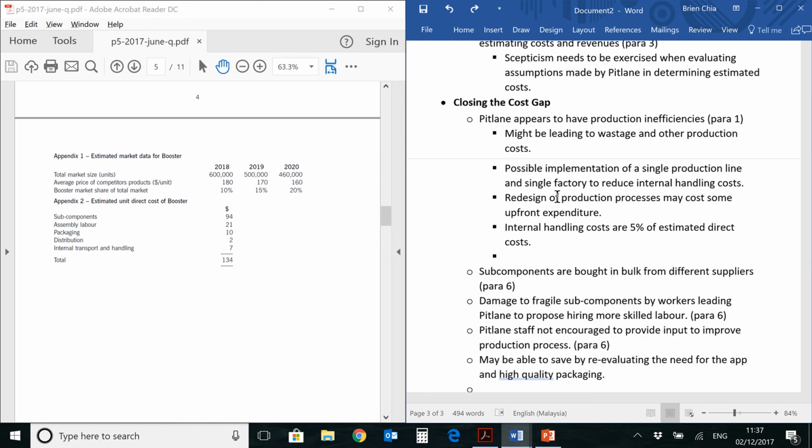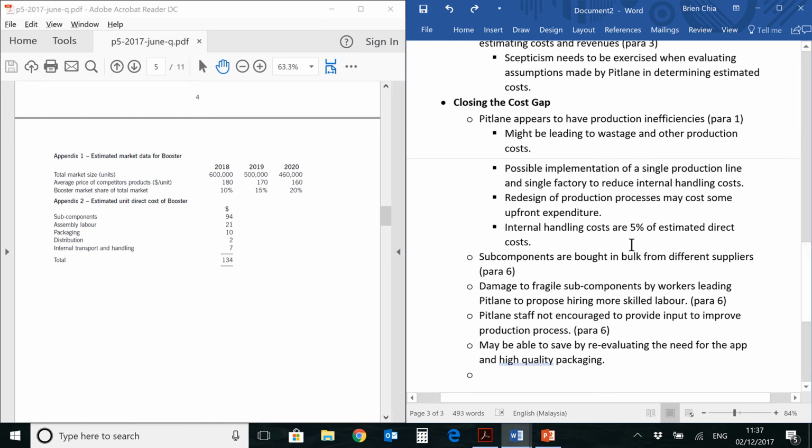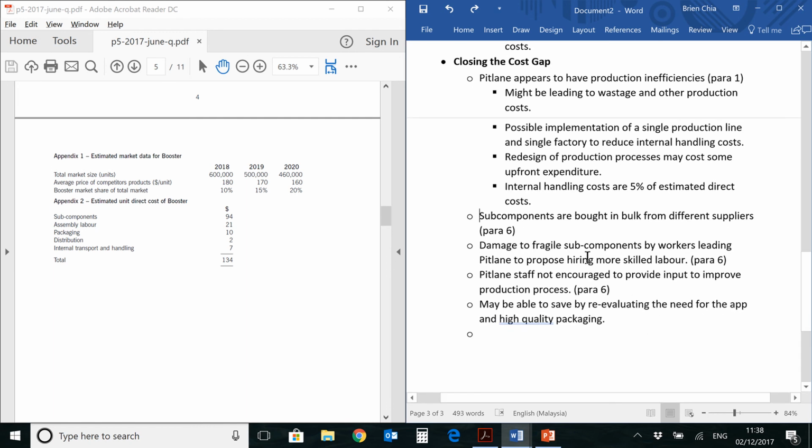Well, internal handling costs are 5%, so 7 divided by 134 over here is 5% of estimated direct cost. So because of that, maybe the savings for inefficiency here are not so great, but they might be worth looking into in the future. That's the purpose of target costing, to help management think of what to do in order to close the cost gap.